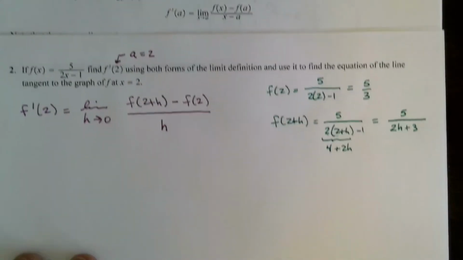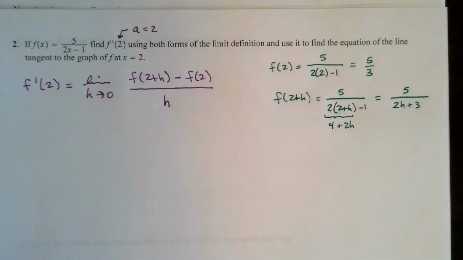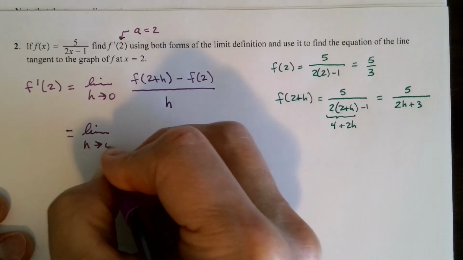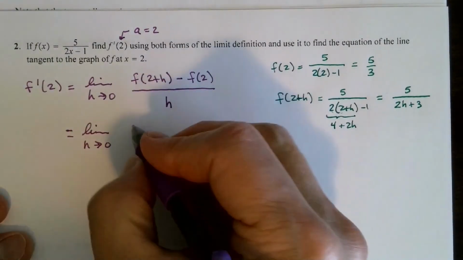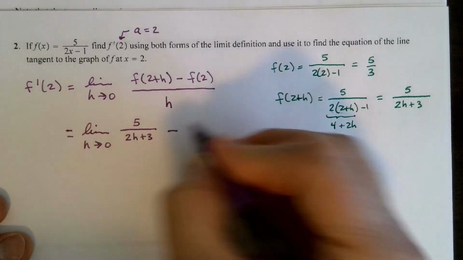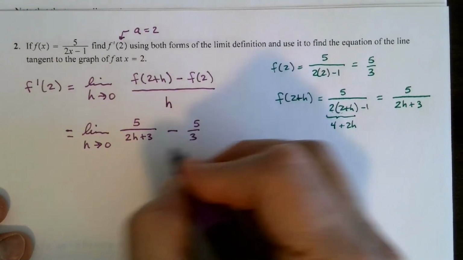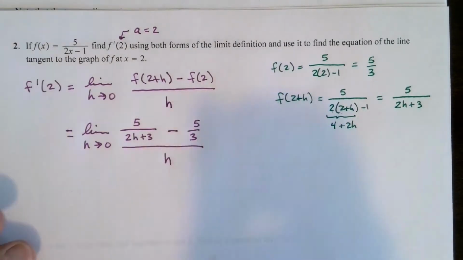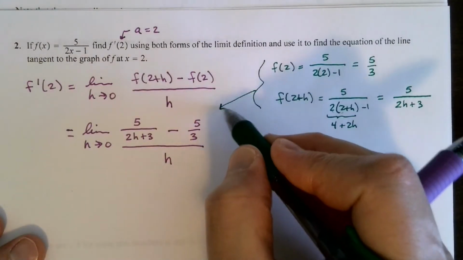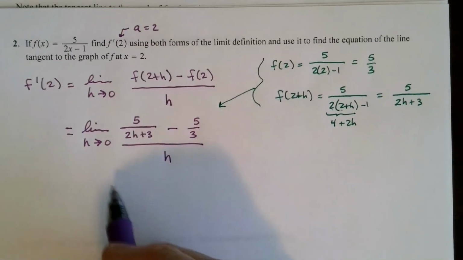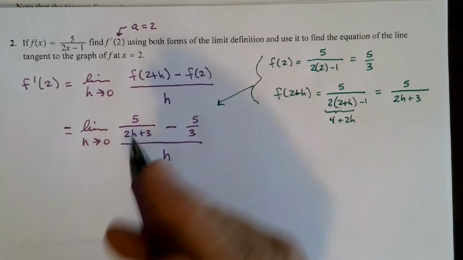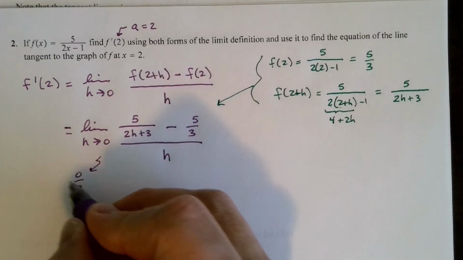Okay, so now let's plug those values in, and let's see what we get. F of 2 plus h, we said, was 5 divided by 2h plus 3 minus f of 2, which is 5/3, all over h. So all this stuff here is what we use to plug in those values. And now if I plug in directly h is 0, I'm going to get up top 5/3 minus 5/3, which is 0. 0 on the bottom, so again, I'm in indeterminate form.